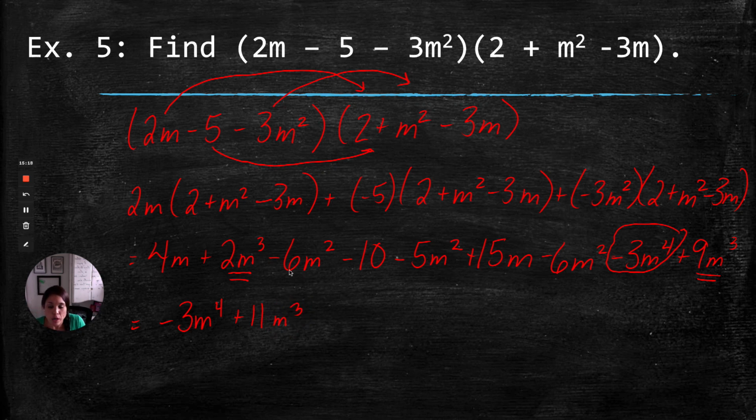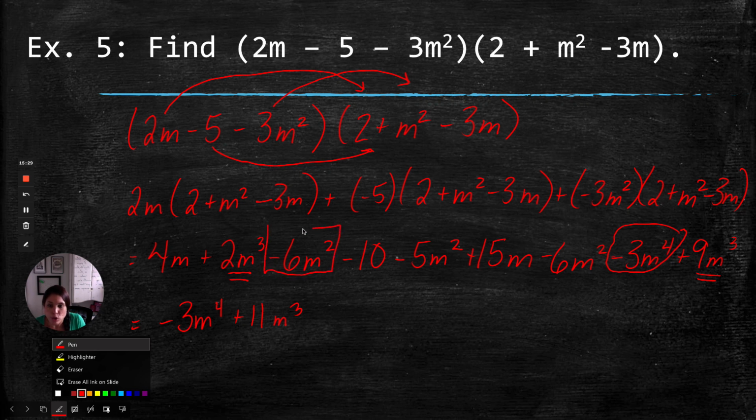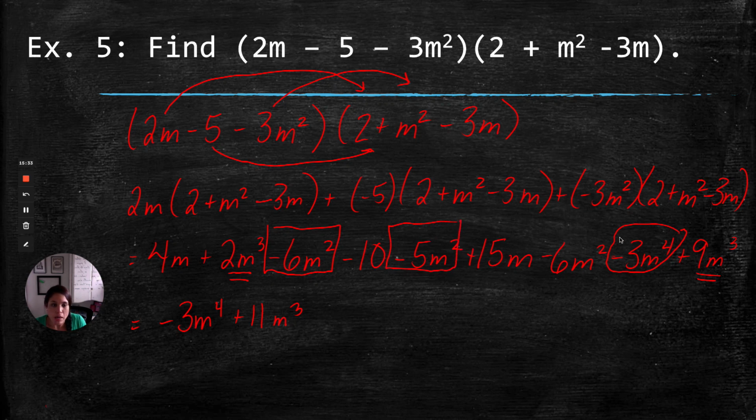Now we need to bring our next highest degree of exponents together. That would be my negative 6m squared, my negative 5m squared, and my negative 6m squared. Negative 6 plus negative 5 is negative 11, plus negative 6 is negative 17m squared.